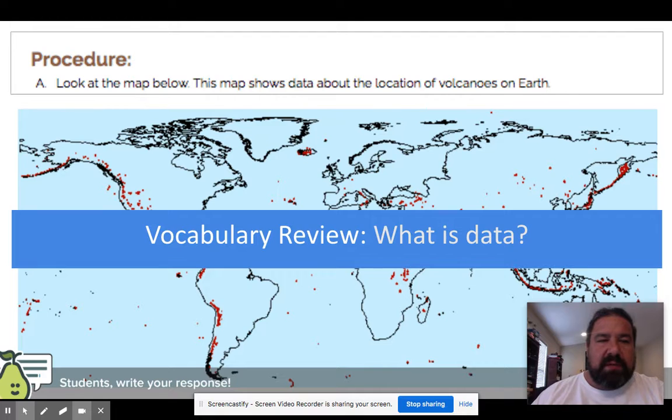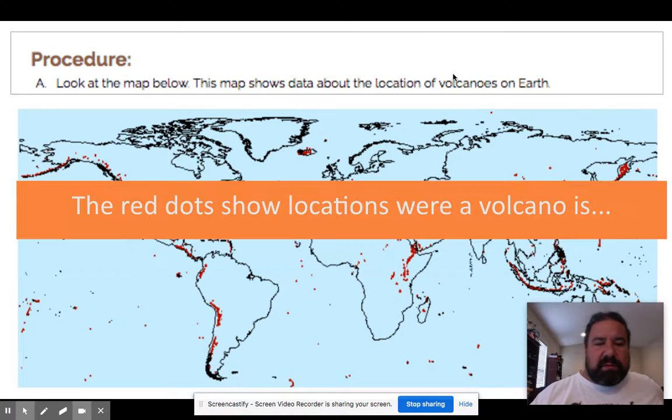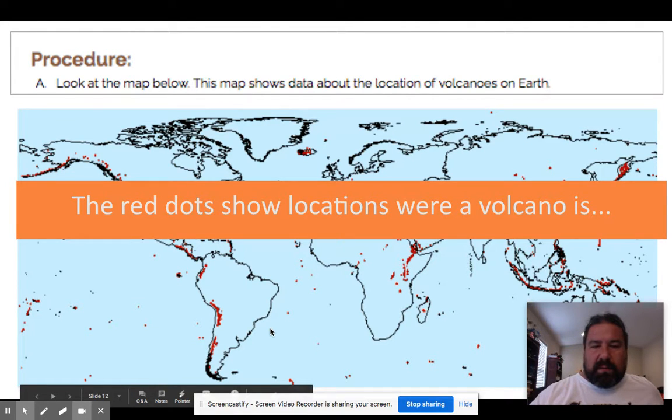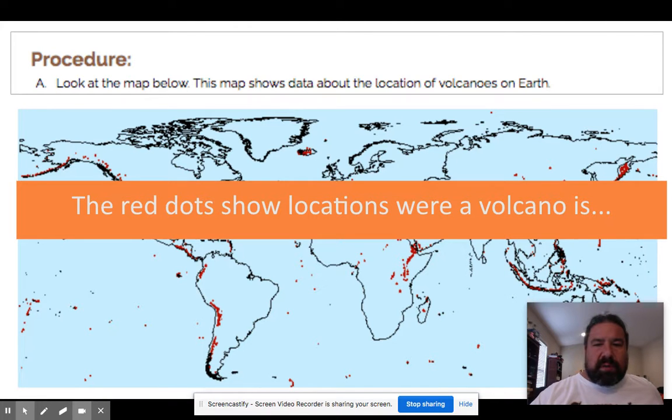Procedure step A, look at the map below. This map shows data about the location of volcanoes on Earth. And since we're talking about data, we're going to do some vocabulary review. What is data? I want you to write your response here. Next, the red dots show locations where a volcano is. So those red dots represent where a volcano erupted on Earth.